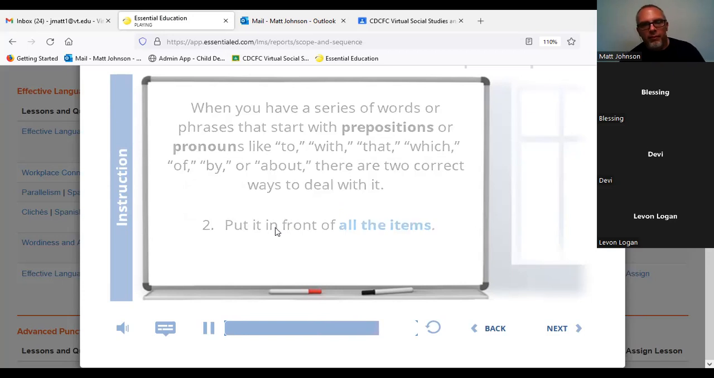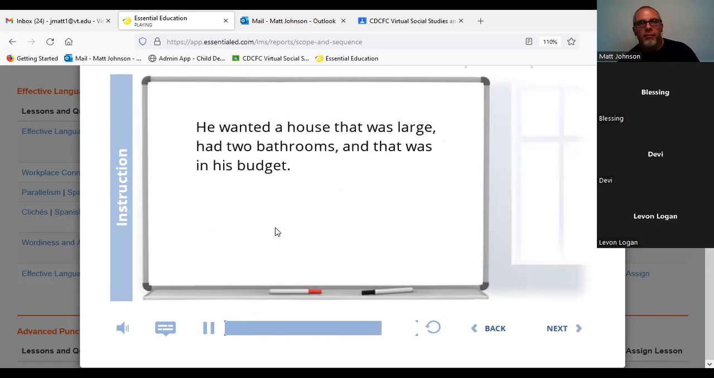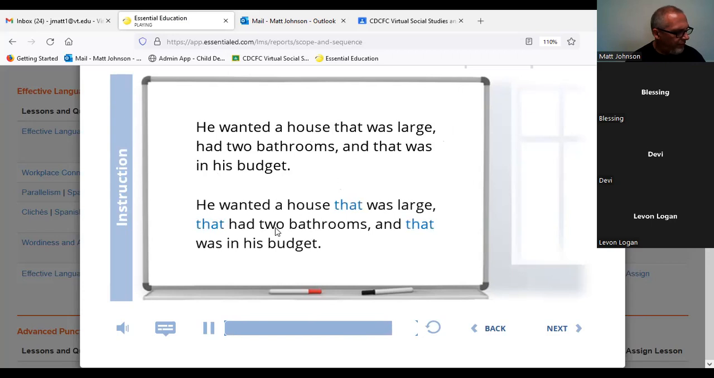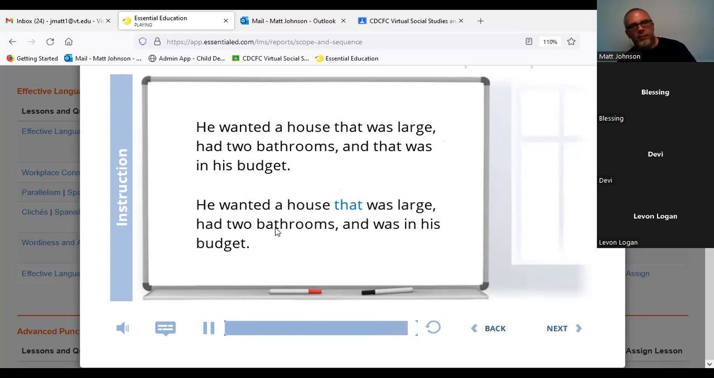Here's an example. He wanted a house that was large, had 2 bathrooms, and that was in his budget. You could use that in front of all 3 phrases. He wanted a house that was large, that had 2 bathrooms, and that was in his budget. Or you can just use that once. He wanted a house that was large, had 2 bathrooms, and was in his budget.